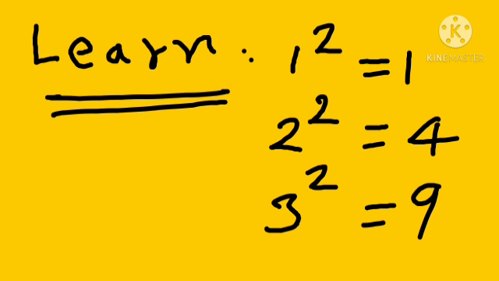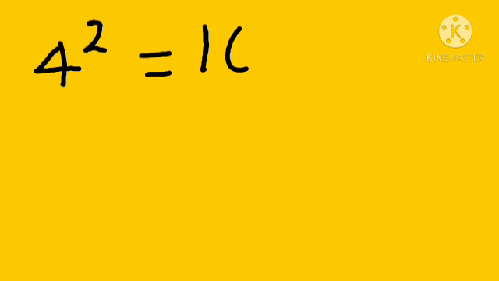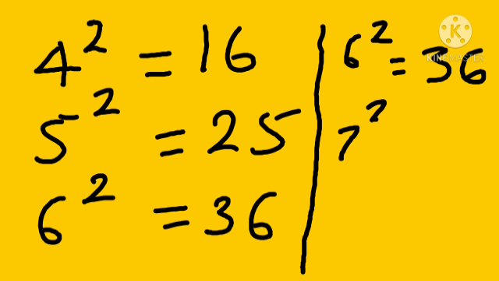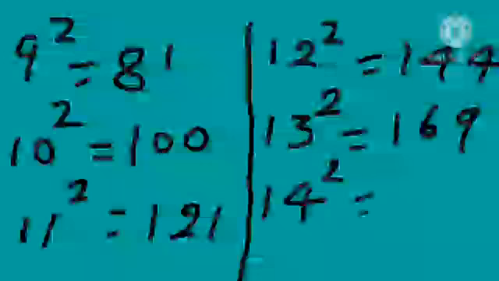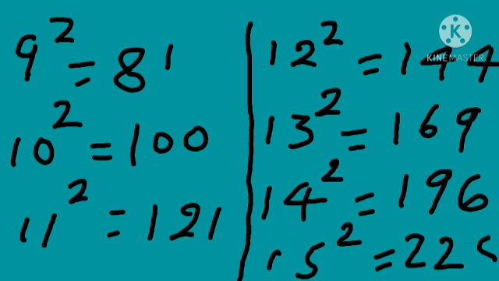Now we are going to remember some squares and square roots because it is very important to speed up in the examination. The square of 1 is 1, square of 2 is 4, square of 3 is 9, square of 4 is 16, square of 5 is 25, square of 6 is 36, square of 7 is 49, square of 8 is 64, square of 9 is 81, square of 10 is 100, square of 11 is 121, square of 12 is 144.